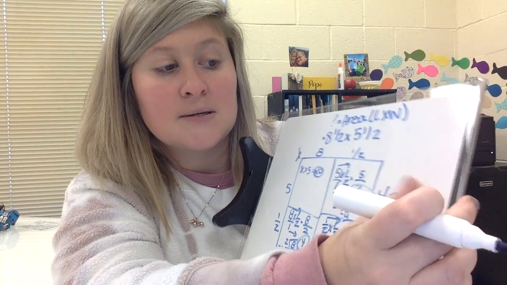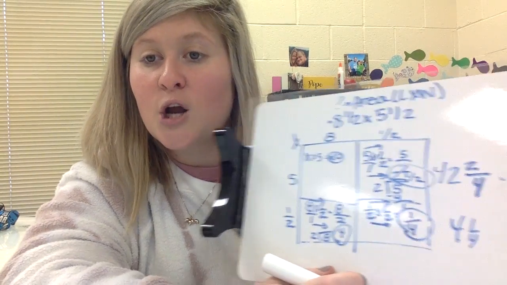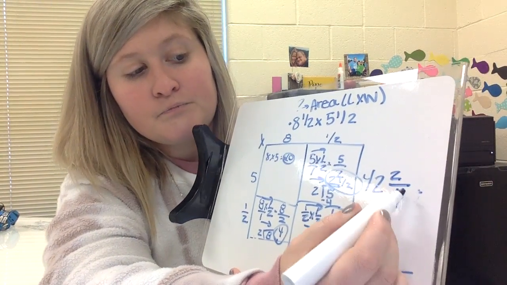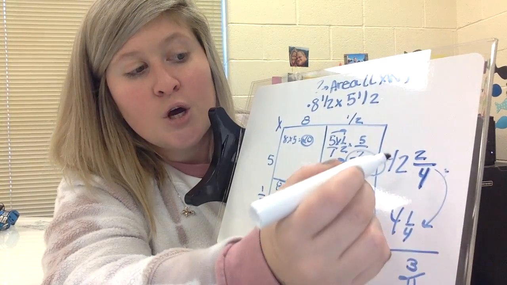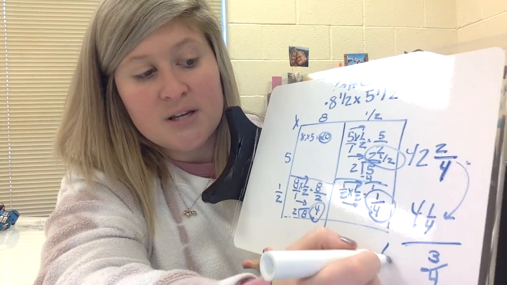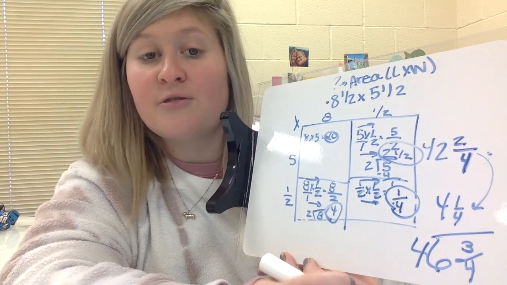I don't have a lot of space. So I'm going to erase it and I'm going to write 2/4. So now that I know, I can add these together. 2/4 plus 1/4 is 3/4. 42 plus 4 is 46. So the area of her rug is 46 and 3/4.